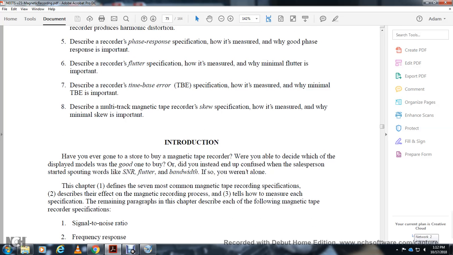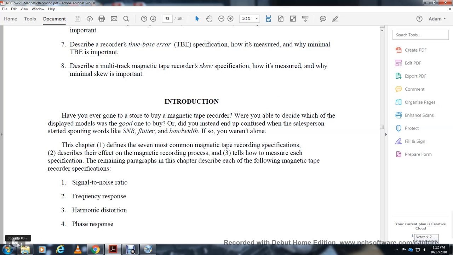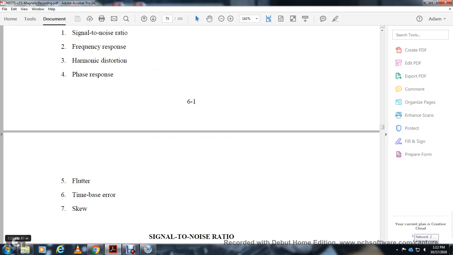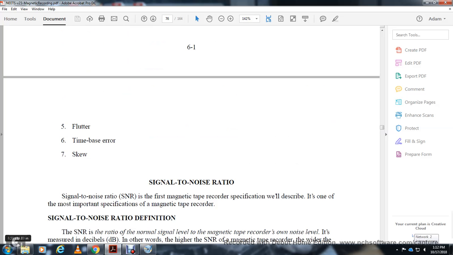This chapter defines the seven most common magnetic tape recording specifications, describes the magnetic recording process, and tells you how each is measured. The chapter describes each of the following magnetic tape recording specifications: signal noise ratio, frequency response, harmonic distortion, phase response, flutter, time-based error, and skew.